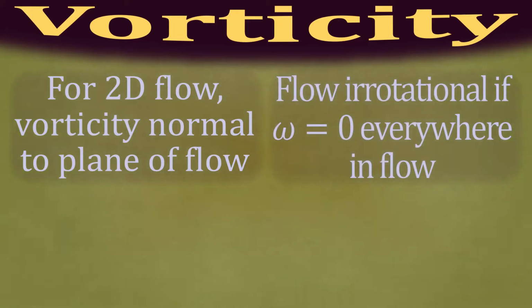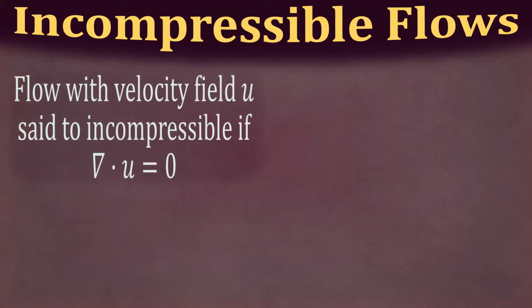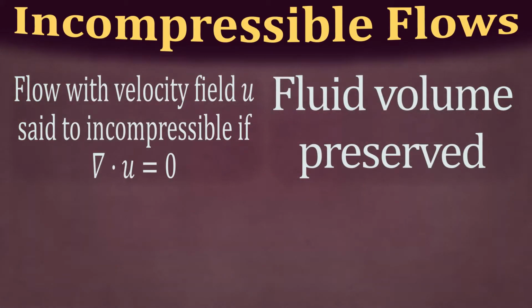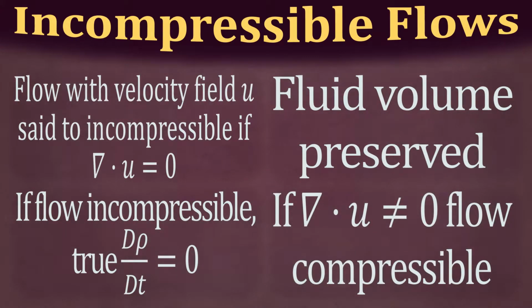Note that we say that a flow is irrotational if omega is equal to the zero vector everywhere in the flow. Next, let's discuss incompressible flows. A flow with velocity field u is said to be incompressible if the divergence of u is equal to 0. Essentially, this means that fluid volume is preserved. Note that if a flow is incompressible, it is also true that the convective derivative D rho over Dt is equal to 0. Also note that if the divergence of u does not equal 0, then the flow is compressible.